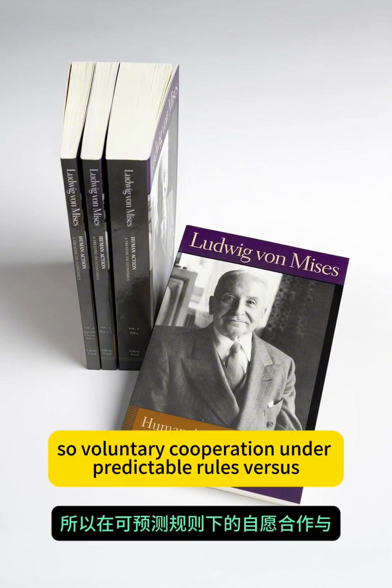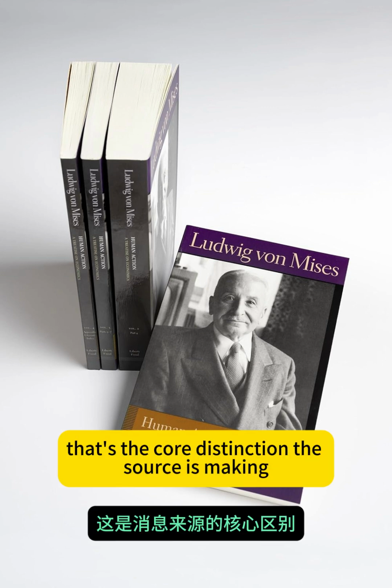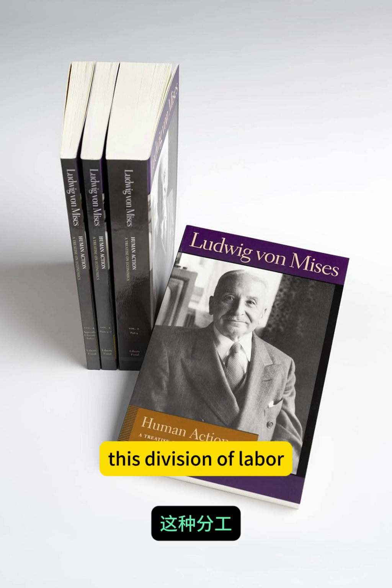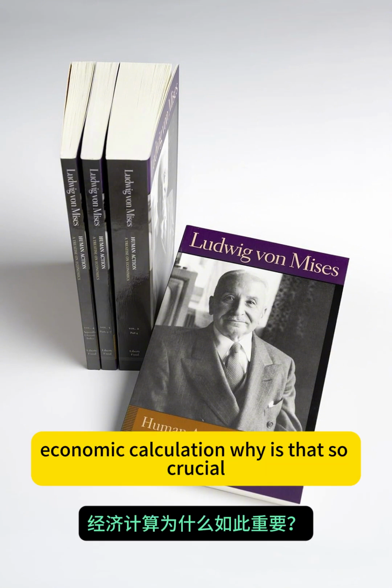So voluntary cooperation under predictable rules versus command and control. That's the core distinction the source is making, yeah. Okay, building on this complex cooperation, this division of labor, the source really emphasizes something absolutely vital for it all to work. Yeah. Economic calculation.